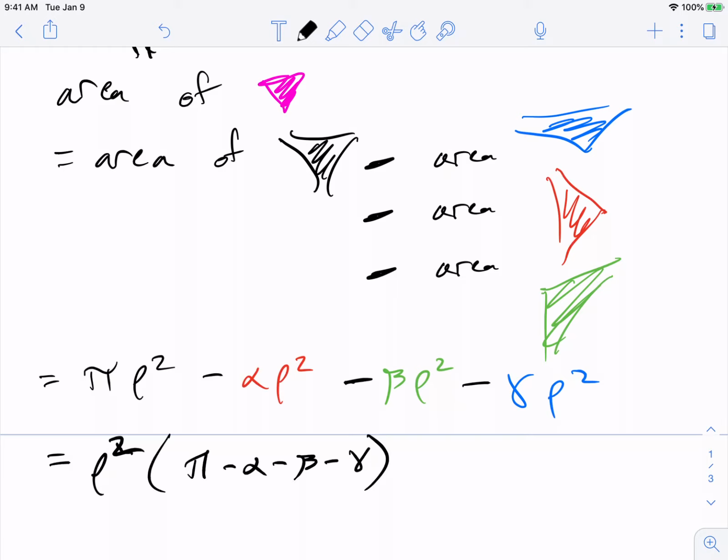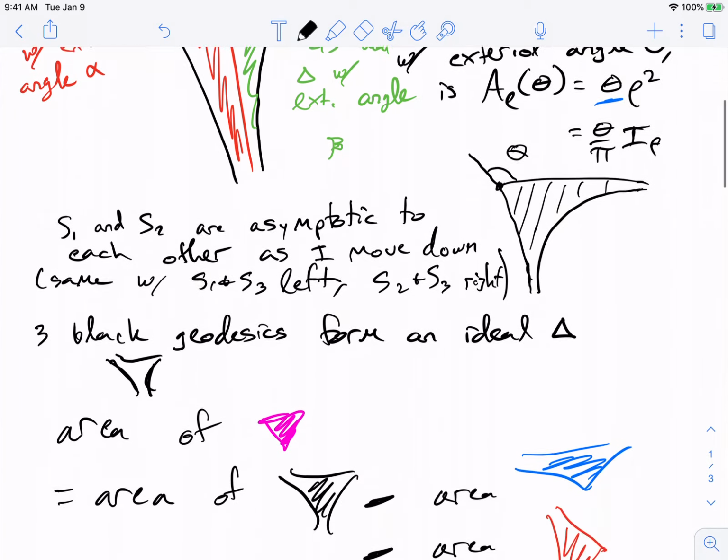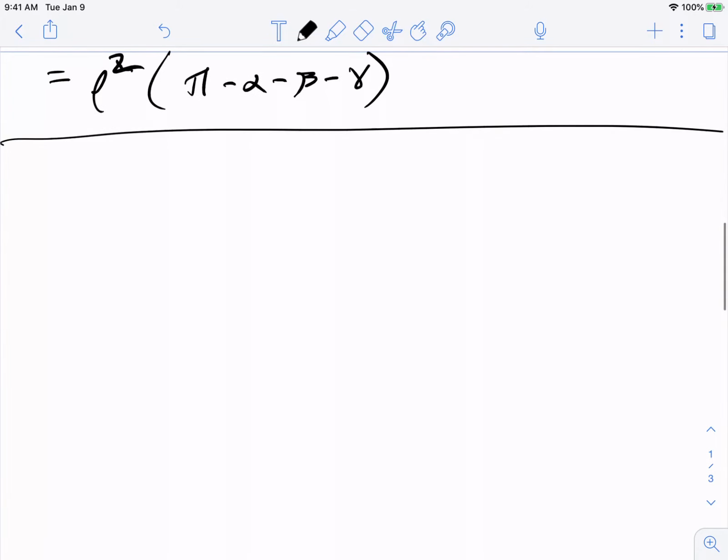Now, sanity check, is this a positive number? It better be, because it's area. Yes, it is, because as we know from the last group presentation, the sum of the interior angles of a hyperbolic triangle are always less than pi. And so this thing in parentheses is positive. Okay. That's one way to solve it. It's probably the easiest way.